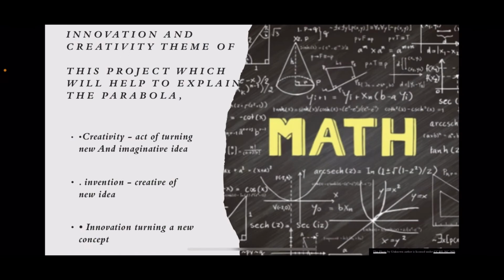First of all, we're going to start with the innovation and creativity theme of this project, which will help to explain the parabola. Well, the first step is creativity, the act of turning new and imaginative ideas. Second step, innovation, the creation of a new idea. Third step, innovation, turning a new concept.